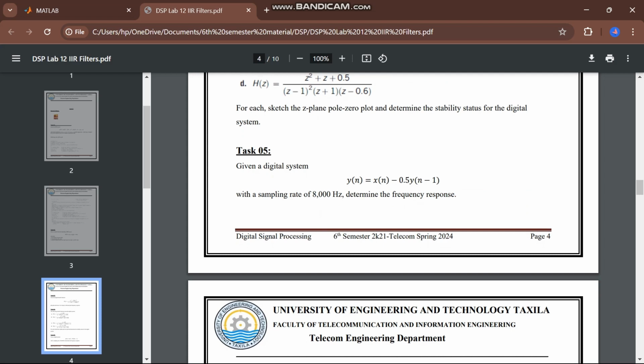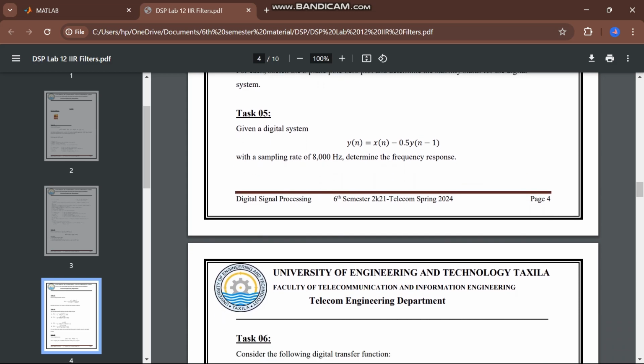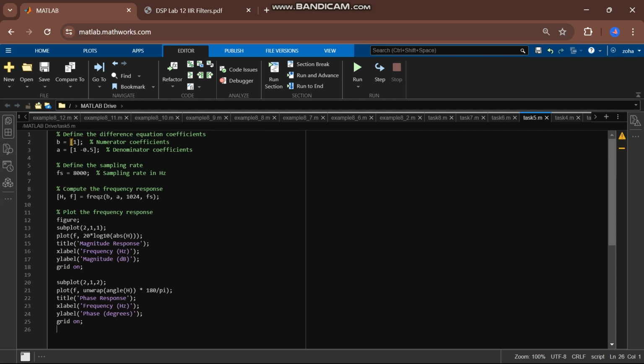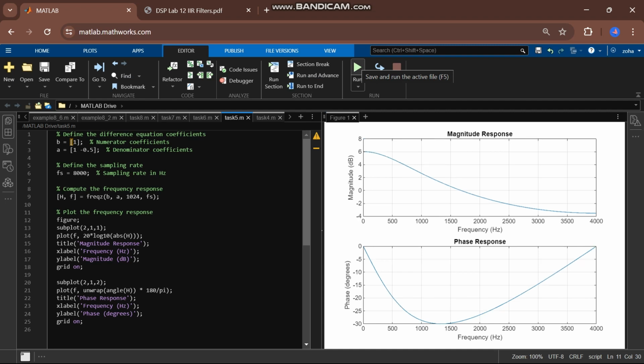In task 5, we are once again given a difference equation with a sampling rate of 8000 Hz. We have to determine the frequency response. We have calculated the numerator coefficients and denominator coefficients from the difference equation by transforming it into a transfer function, and we have the sampling frequency of 8000. We have used the freqz function to plot the frequency response. Here is the response. We can see this is a low pass filter.